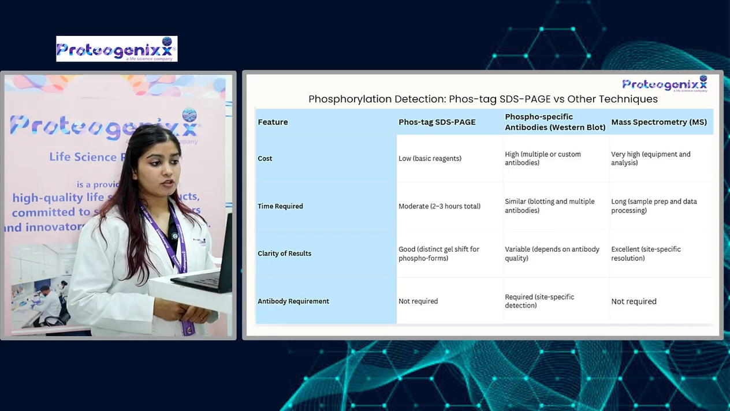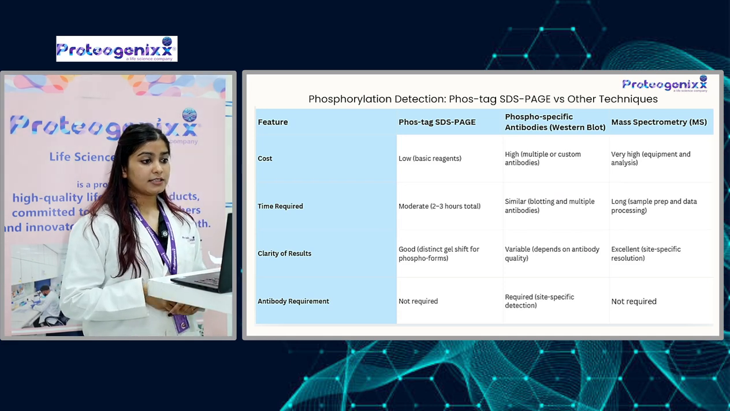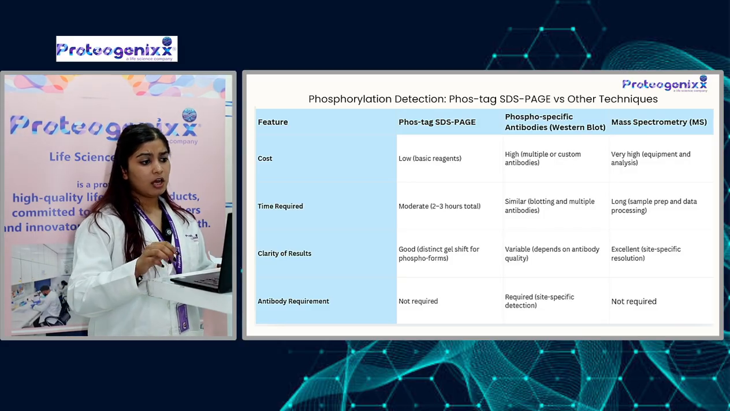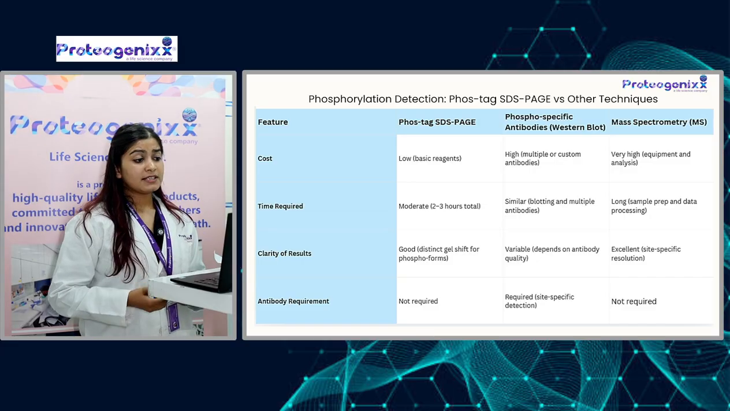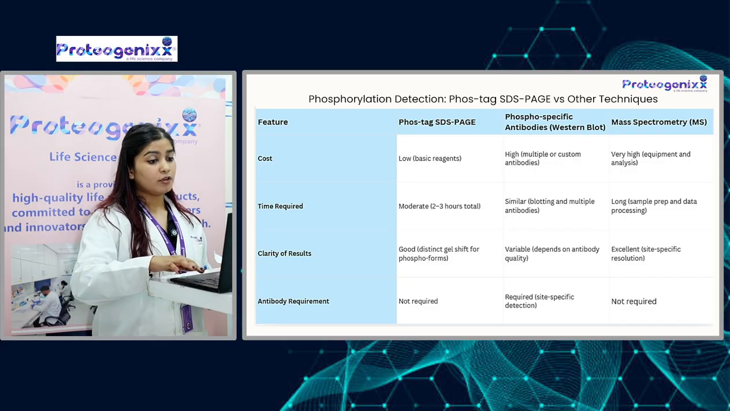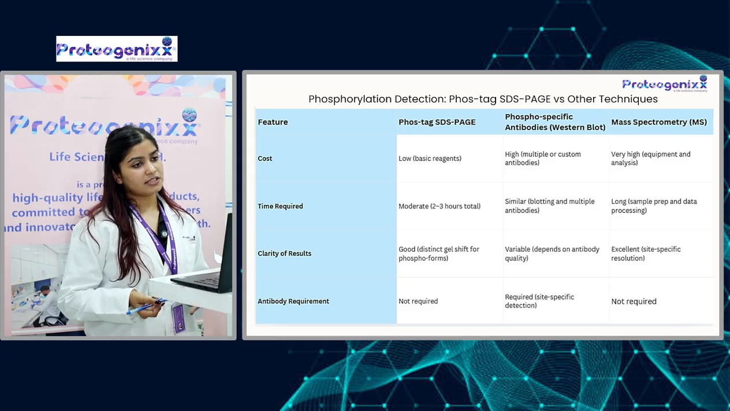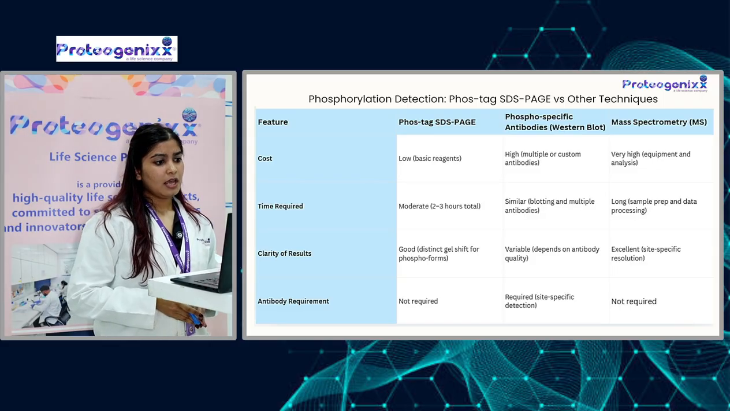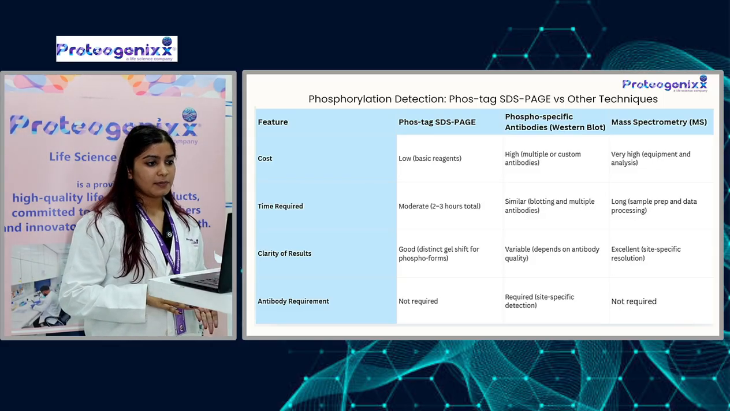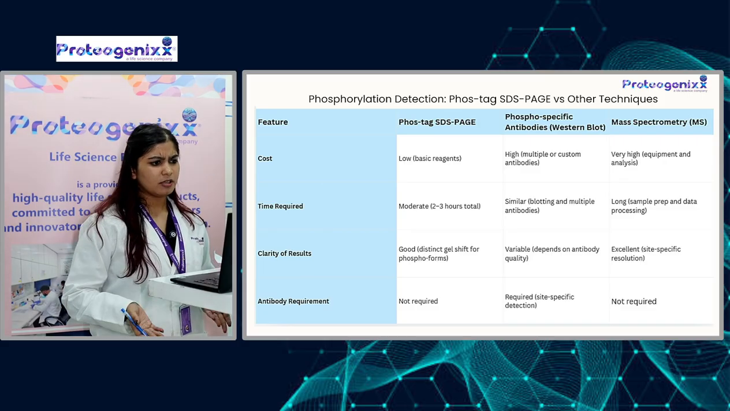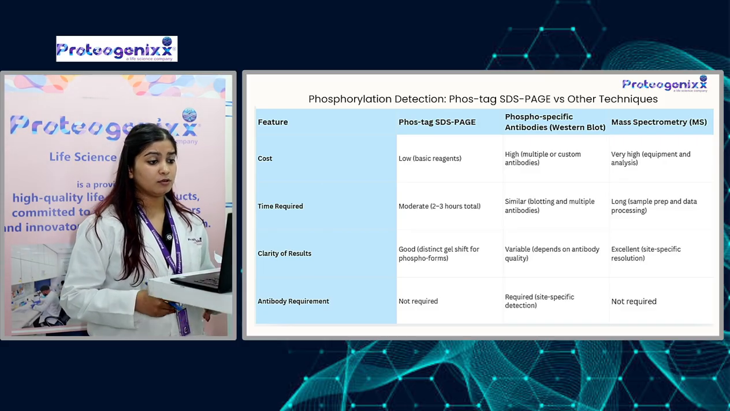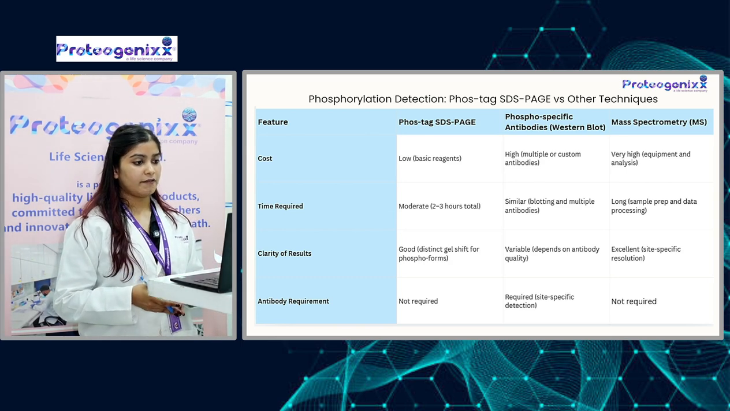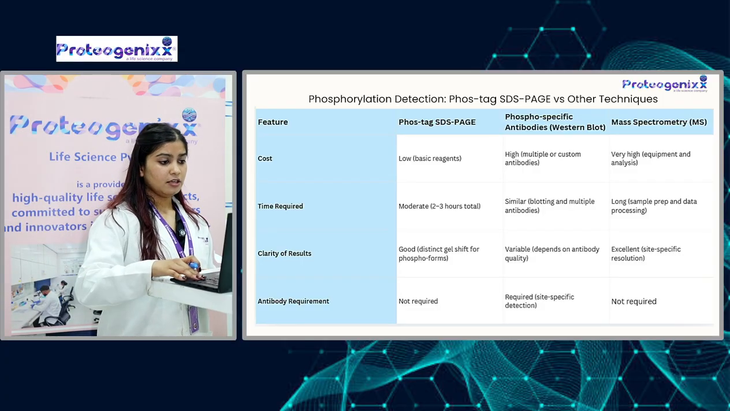Now, this table compares the three techniques: FOSTAG SDS-PAGE versus Western blot versus mass spectrometry. Coming to the cost, FOSTAG is very cost effective because we don't have to use antibodies, and you already know that for Western blot we have to use customized antibodies, which is very costly. The time required for SDS-PAGE is 2 to 3 hours, which is comparable to the conventional SDS-PAGE, but we don't have to do the Western blotting and other processes. We can just do CBB staining after that to check the phosphorylation levels.